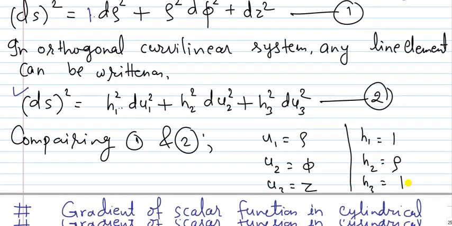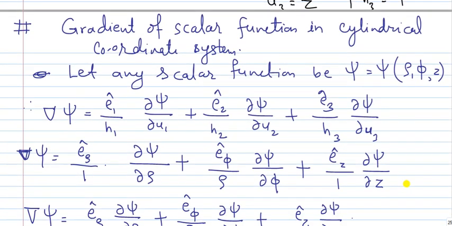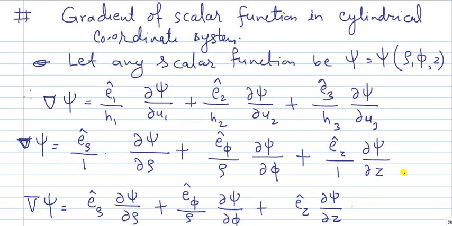After knowing this, you just need to know the general expression of the gradient. You do not need to derive the relation, because we have already derived it in the case of the curvilinear coordinate system. Now the gradient of psi is equal to e1 cap by h1 del psi by del u1 plus e2 cap by h2 del psi by del u2 plus e3 cap by h3 del psi by del u3.